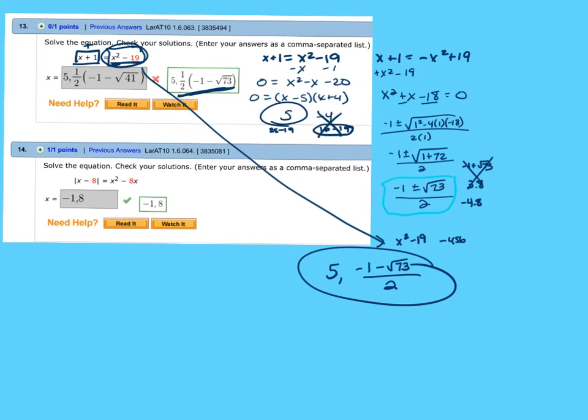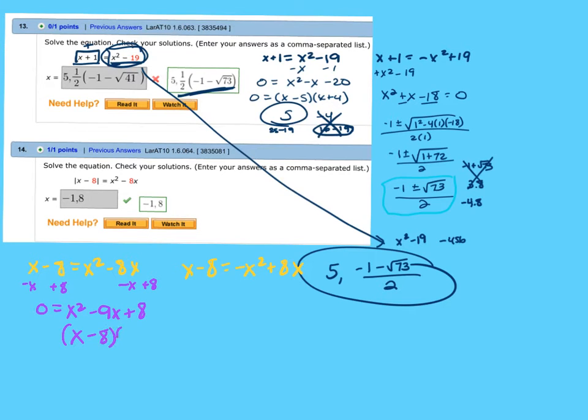Number 14, same thing. I'm going to set x squared minus 8x equal to positive. Well, let me do it in the right order. I'm going to set x minus 8 equal to positive x squared minus 8x, and then x minus 8 equal to negative x squared plus 8x. So change the sign on both. Here I'm going to move over the x and add the 8, move over the x, add the 8, and I get 0 equals x squared minus 9x plus 8.